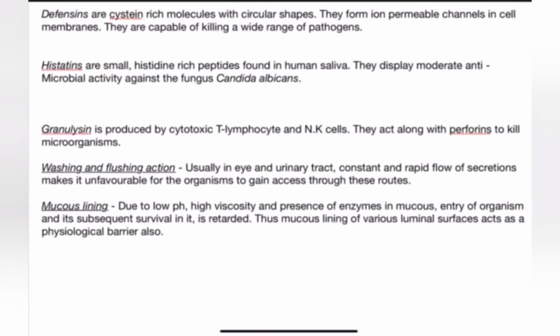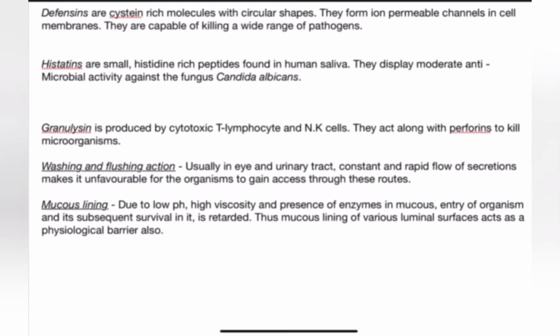So, today we have discussed two barriers, and in our next video, we'll discuss two more: phagocytic barriers and inflammatory barriers.